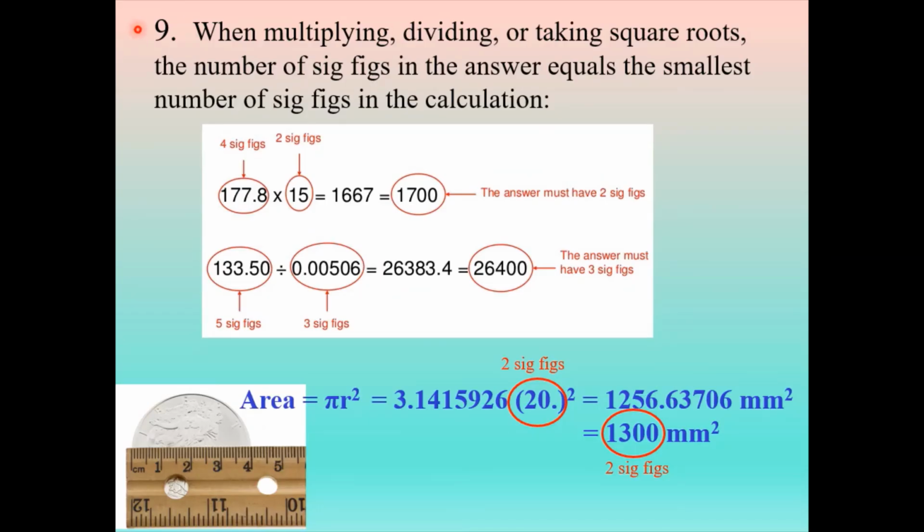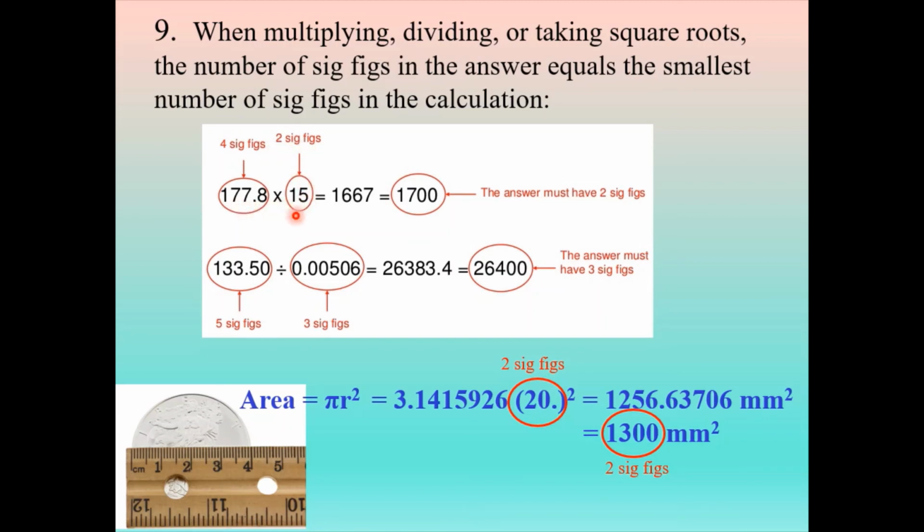The last 4 rules have to do with calculations involving numbers where we use sig figs. Rule number 9 says when we multiply, divide, or take a square root, the number of sig figs in the answer equals the smallest number of sig figs in the calculation. For example, let's suppose we're supposed to multiply the number 1.778, which has 4 sig figs, by 15, which has 2 sig figs.